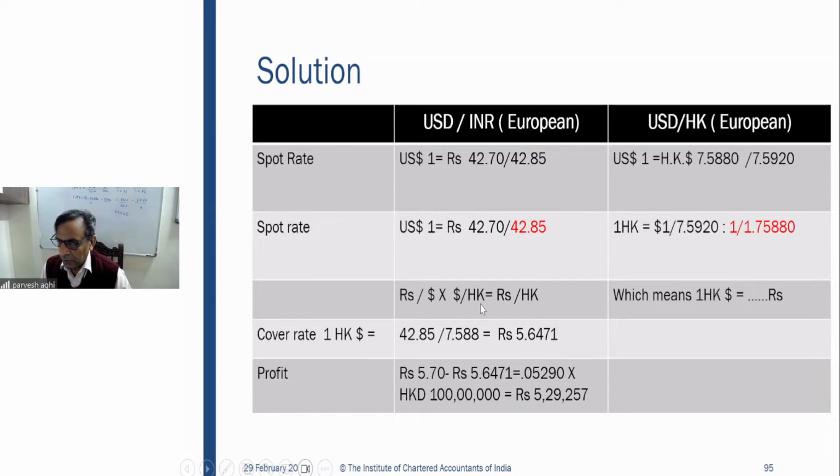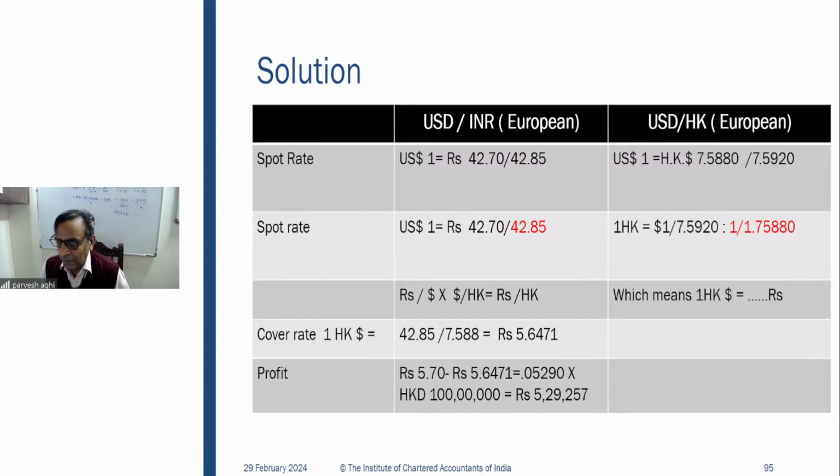So if we multiply 42.85 and divide it by 7.5801, we get the cover rate as 5.64. That means the cover rate is such that they're going to go and buy one Hong Kong dollar immediately.